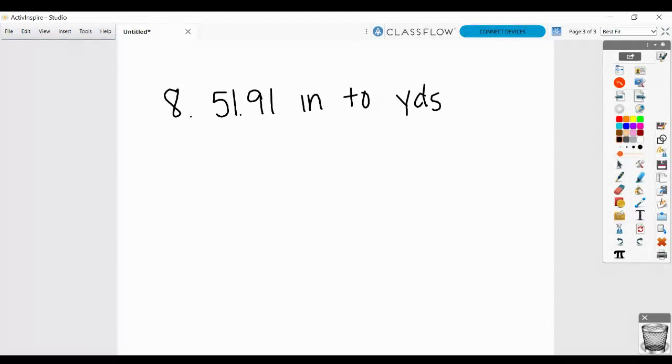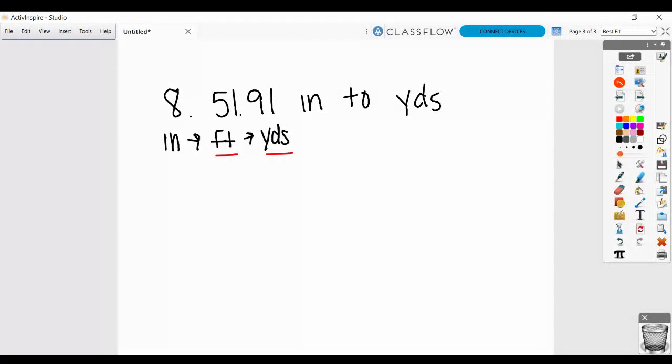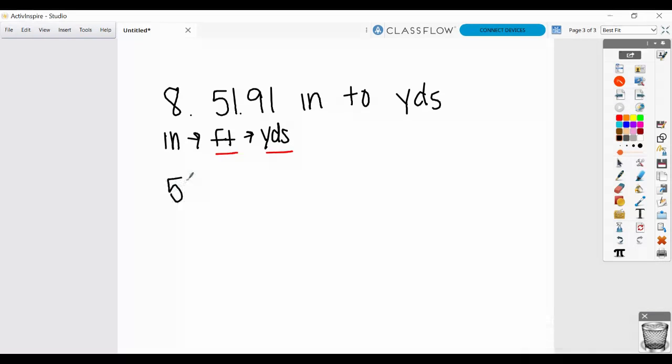Okay, and the last one I'm going to do is number 8, going from inches to yards. So you want to go from inches to feet to yards. So that means you're going to have two conversions. So you can start with your 51.91 inches. Make your fraction bar. Inches you want to cancel out, so inches are on the bottom, feet are on the top. And there are 12 inches in 1 foot.